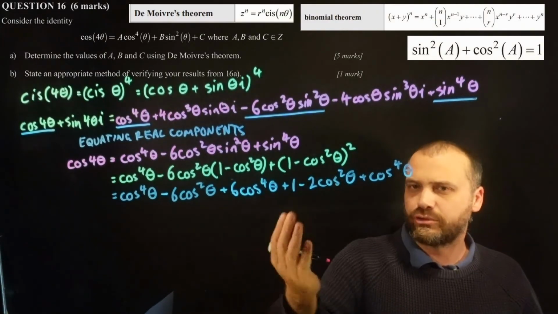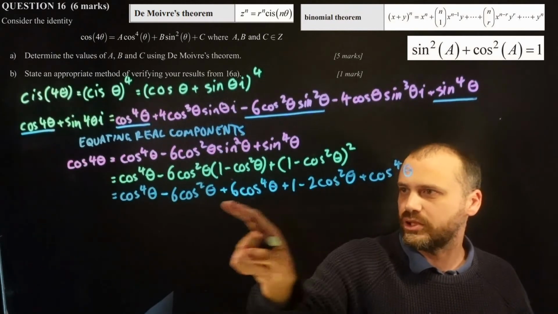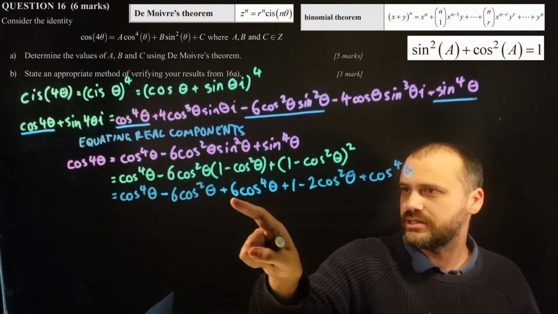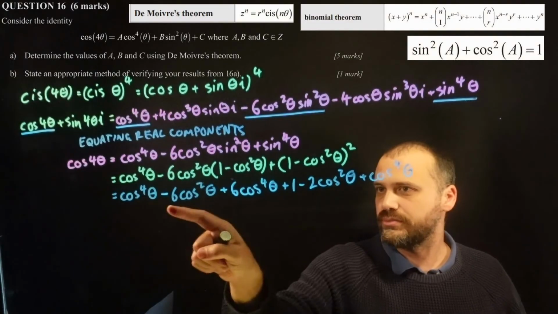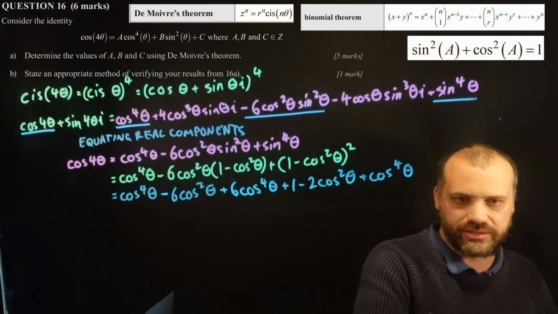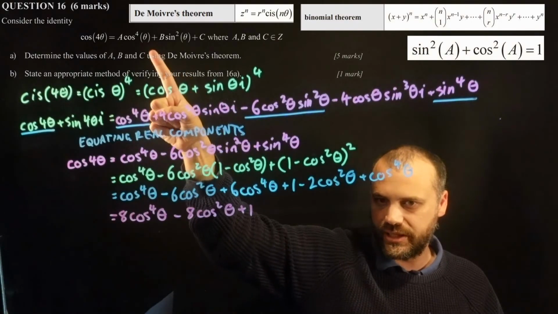Done. Grouping like terms, so I can see a cos 4 theta there, I can see a cos 4 theta there, I can see some cos squared thetas here, I can see a cos 4 theta there, and I can see a 1. So I can group these 3, and I can group these 2, and the 1 will stay on the end. So you can see, hopefully, that this is very close to our identity up here.